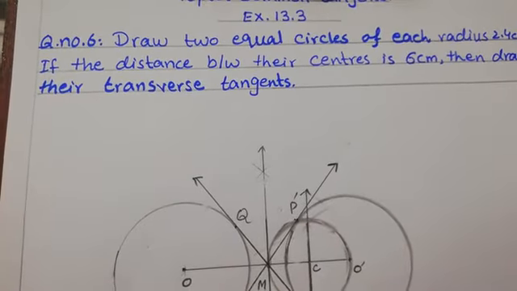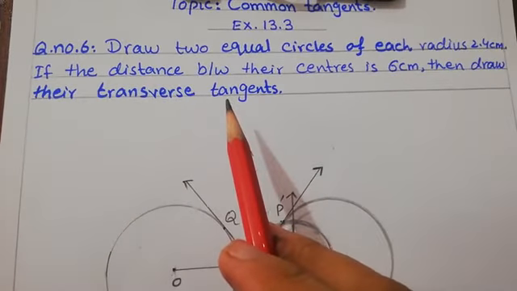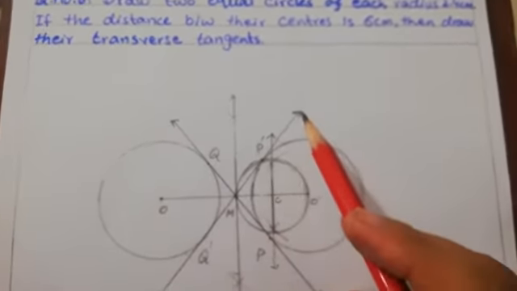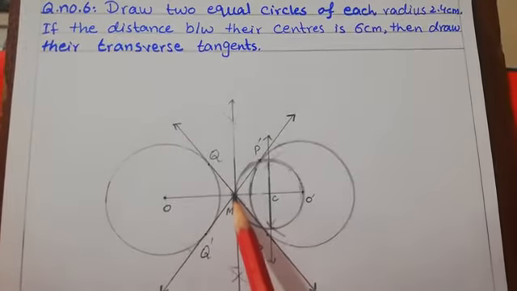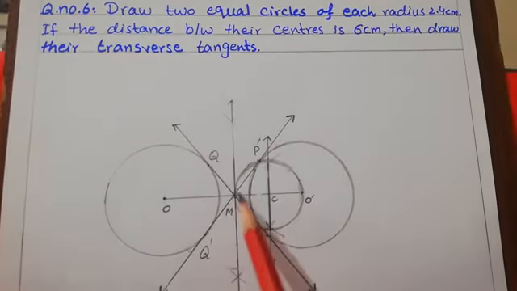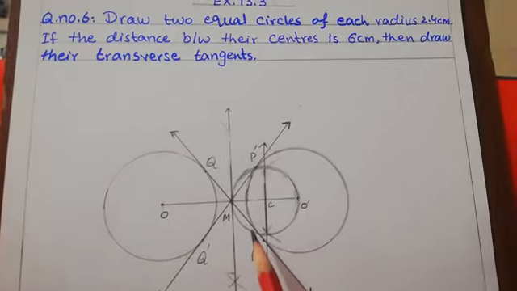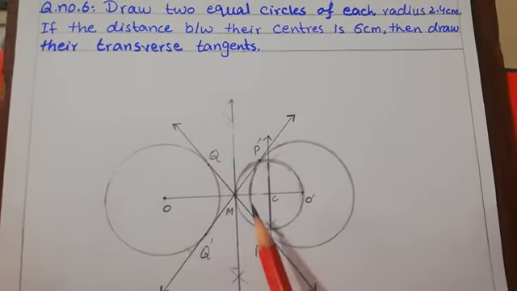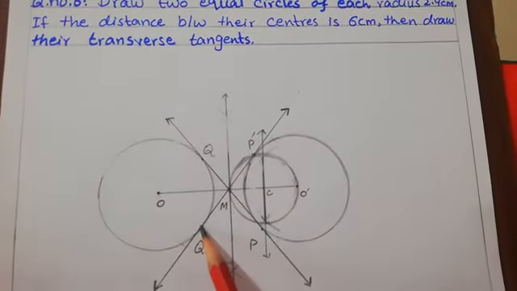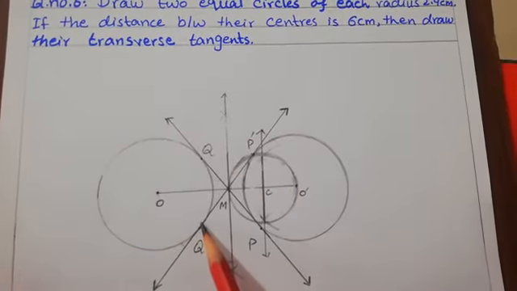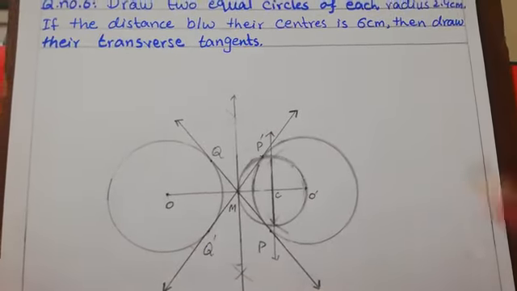When we are going to find the transverse tangent, like in this question, keep this in your mind that the shape of the transverse tangents is in the cross form and they will meet each other at this line, the original line where the centers of the circles are located. And next thing is that you know that tangents are the lines which touch the circle externally at only one point. So keep these points in your mind.